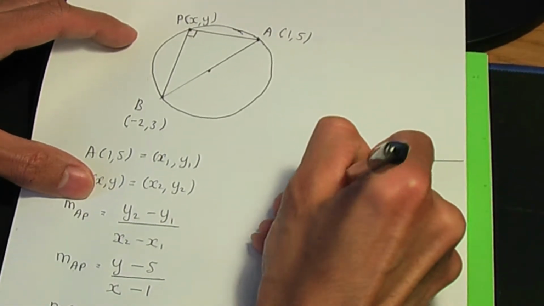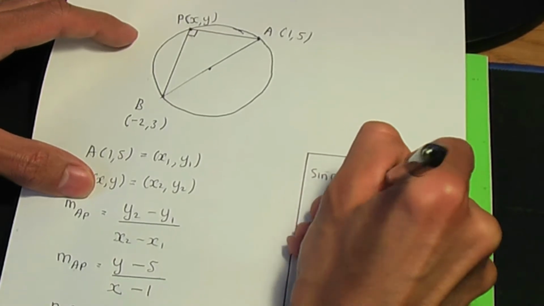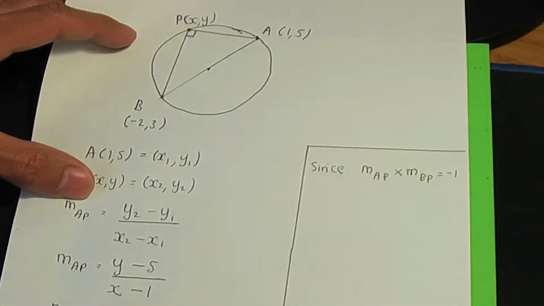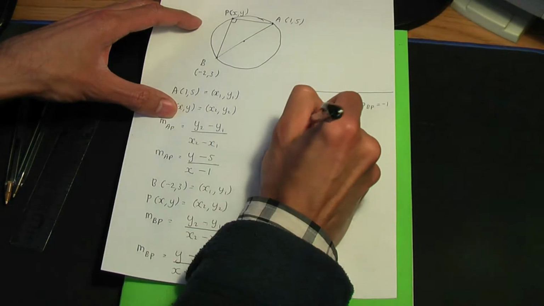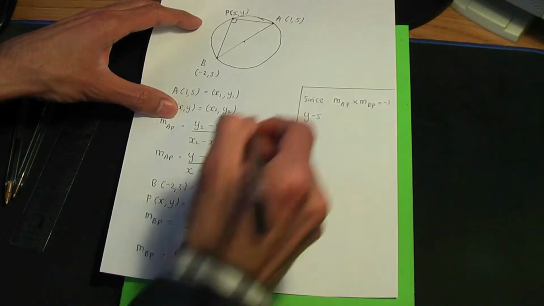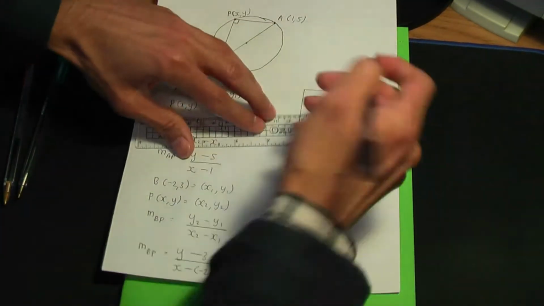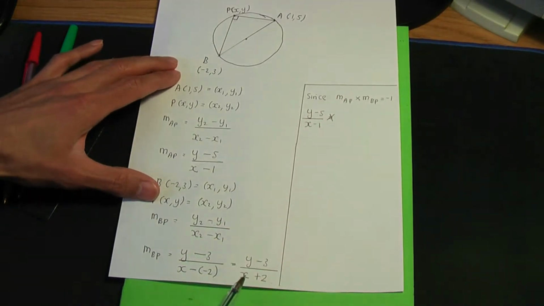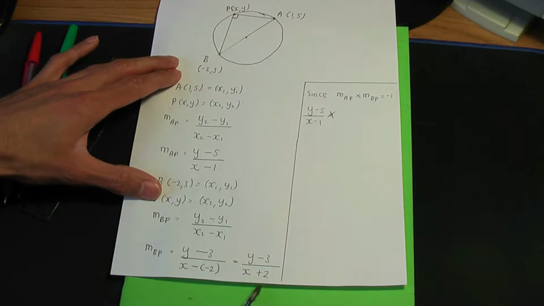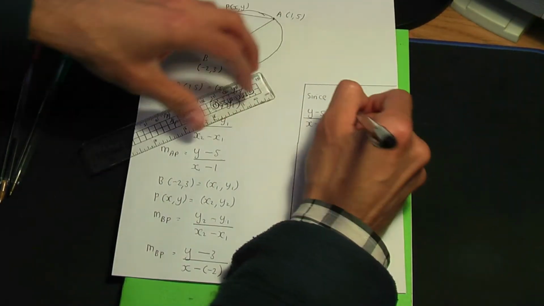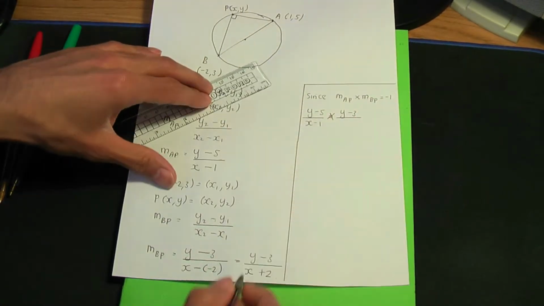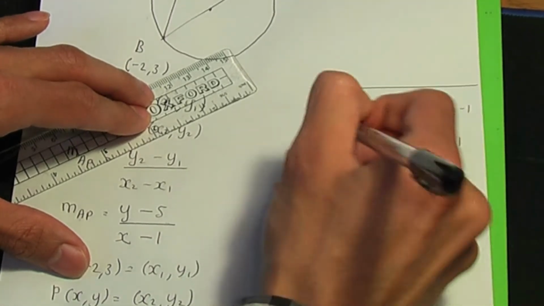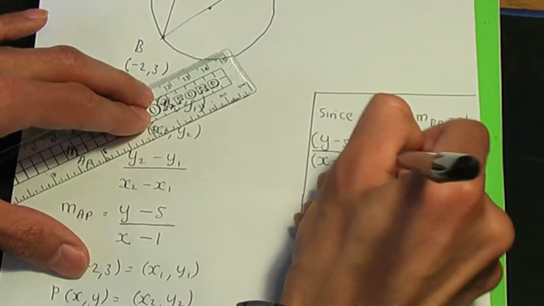So let me continue here. Since MAP times MBP is equal to minus 1 as they're perpendicular, and MAP is y minus 5 over x minus 1, let me multiply by MBP, and that is y minus 3 over x plus 2. So let's include that: y minus 3 over x plus 2. And since that is equal to minus 1, let me encase these terms in brackets.